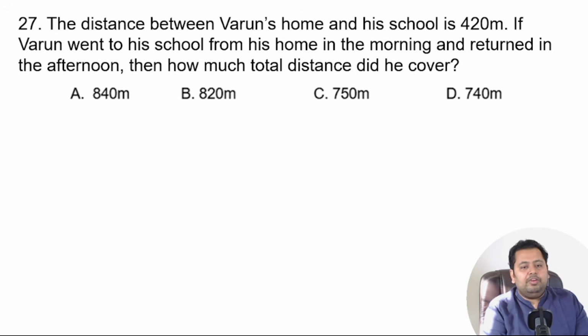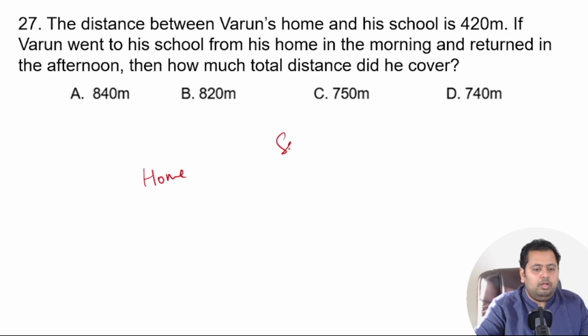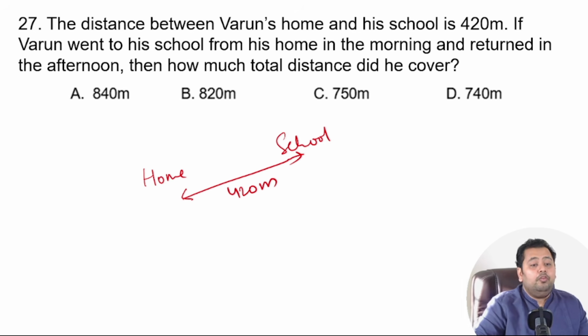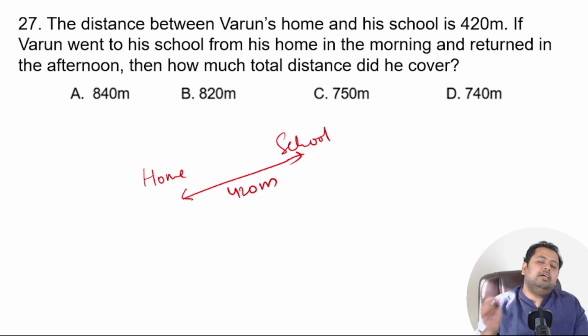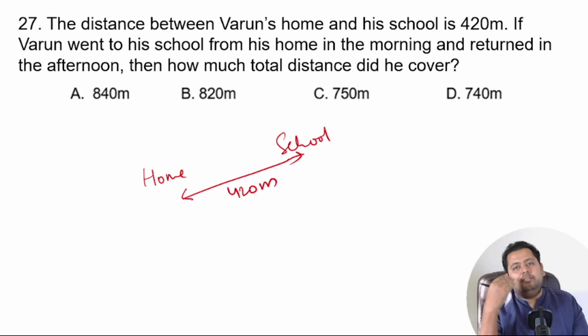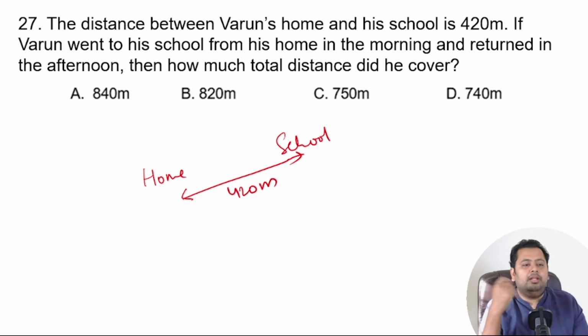The distance between Varun's home and his school is 420 meter, right? So between home and school, the distance that is given is 420 meter. If Varun went to his school from his home in the morning and returned in the afternoon, then how much total distance did he cover? So he leaves for school in the morning, returns back. How much distance does he cover in total? So again, give yourself some time. We meet on the other side.